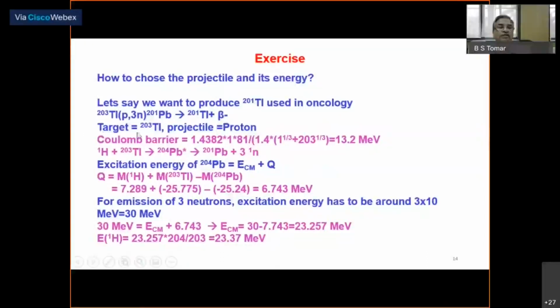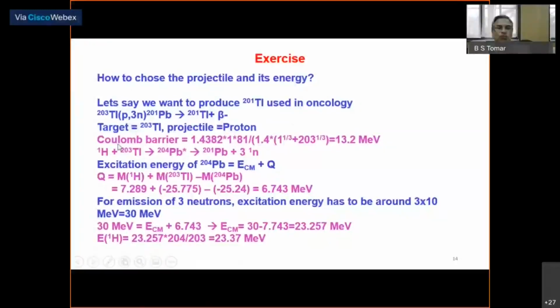So the target is thallium-203, the projectile is proton. And now what we want to find out is what is the energy of the proton to optimize the production of thallium-201. You are doing a cyclotron experiment. What should be the energy of the projectile?